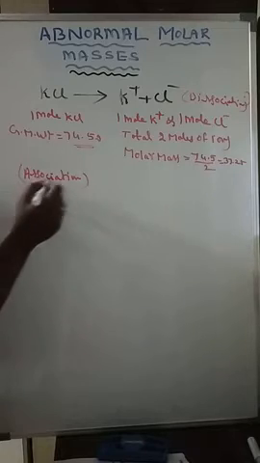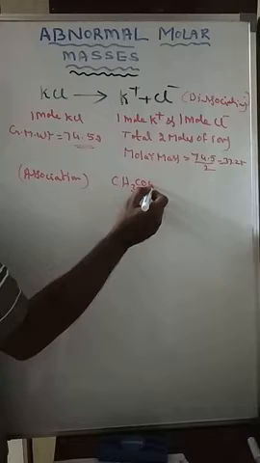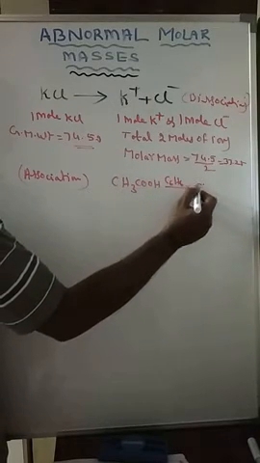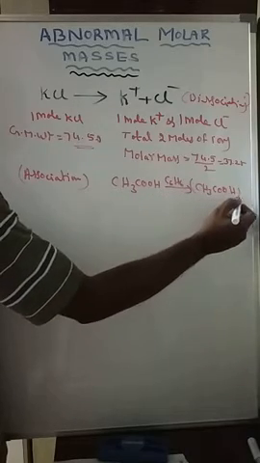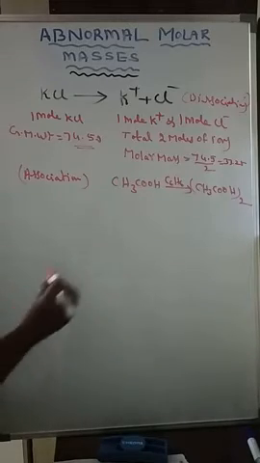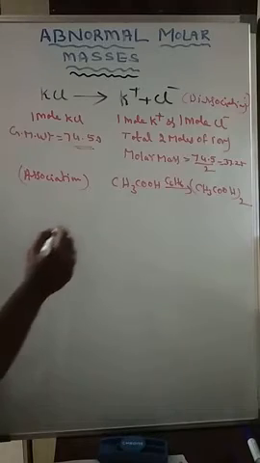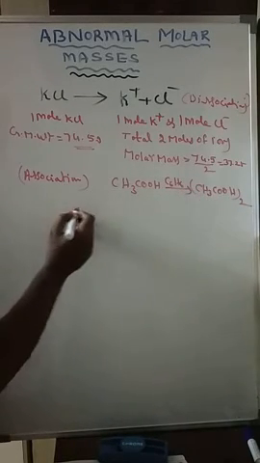For example, take acetic acid, CH3COOH. What happens to acetic acid in benzene? Association takes place. Two molecules of acetic acid associate. That is called dimerization of acetic acid in benzene. How does the association happen? Due to formation of hydrogen bonds.